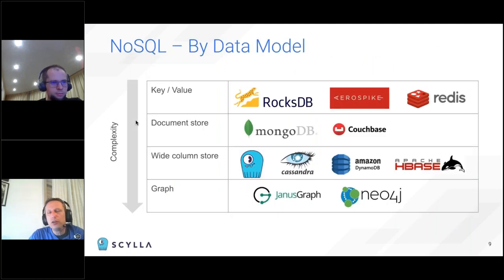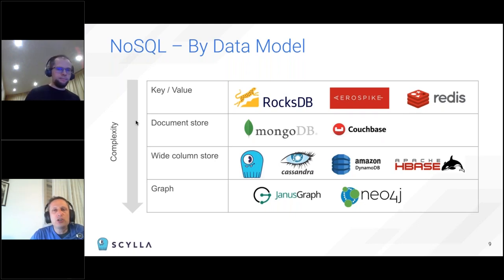So NoSQL is a huge domain. There are probably hundreds, maybe thousands of NoSQL databases. In the next two slides I try to map this zoo of NoSQL databases on two dimensions. The first dimension is complexity, from key-value data modeling, to document stores like MongoDB, to wide column stores like DynamoDB, HBase, and Scylla. And there are many, many more types of databases: time series databases, graph databases, and others.